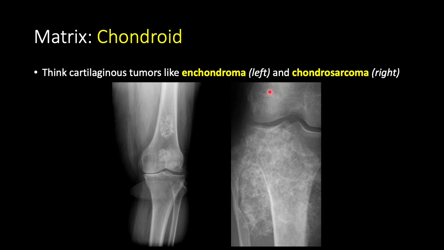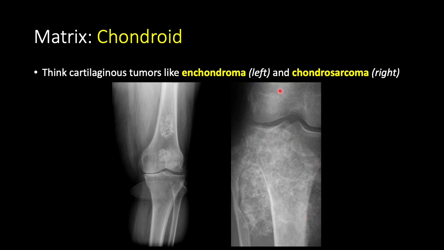Moving on to chondroid matrix. These are examples of both chondroid matrix. This case was an example of an enchondroma, which produces chondroid matrix. And you can see this calcified chondroid matrix here. These are classic appearances. And this one is definitely more extensive. You can see it's extending into the soft tissues, and it's actually causing bony changes in the proximal fibula. This is an example of a chondrosarcoma.